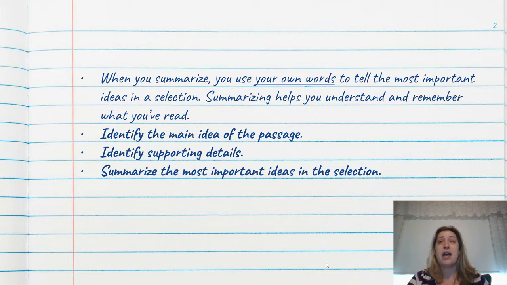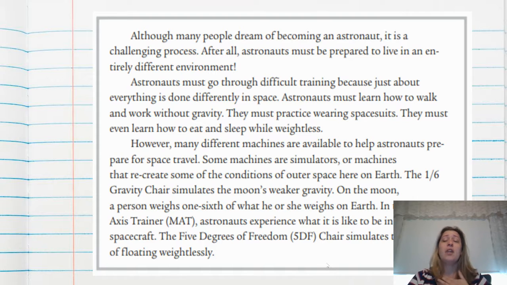So we have a sample passage here, and then I'm going to show you the main ideas and the supporting details. Although many people dream of becoming an astronaut, it is a challenging process. After all, astronauts must be prepared to live in an entirely different environment. Astronauts must go through difficult training because just about everything is done differently in space. Astronauts must learn how to walk and work without gravity. They must practice wearing spacesuits. They must even learn how to eat and sleep while weightless.